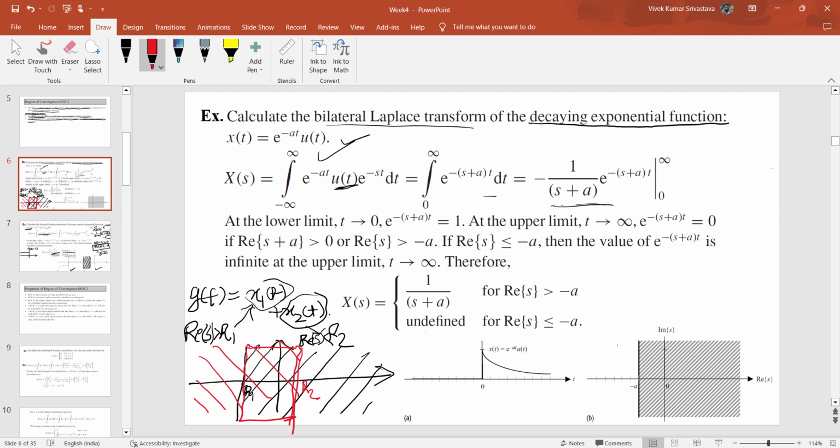Yes, sir, I got it. I am just asking a hypothetical question: in the previous problem, if we combine x(t) plus g(t) into p(t), then both are disjoint, so the Laplace transform should not exist. Yes, in that case the Laplace transform will not exist. Okay, thank you. Any other doubt?